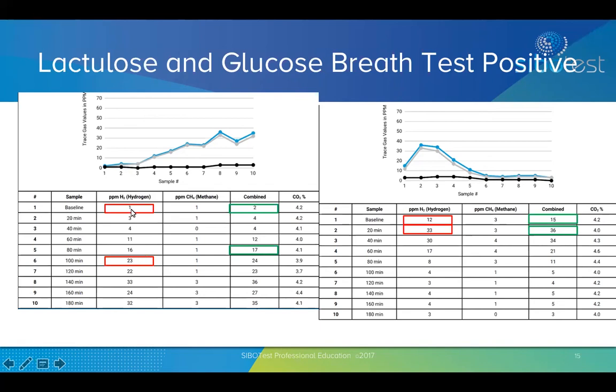And then we see the glucose, this phenomenon that I said, that glucose is rapidly absorbed, is very well demonstrated here, where we actually start with a baseline of 12 and we go up to 33. That's certainly a rise greater than 12 parts per million in order to be positive. And then you see with this curved graph up at the top here how that glucose is rapidly absorbed, as it reaches even the 80-minute mark, it's practically gone. So in this case, both lactulose and glucose breath tests confirmed that this patient has SIBO.